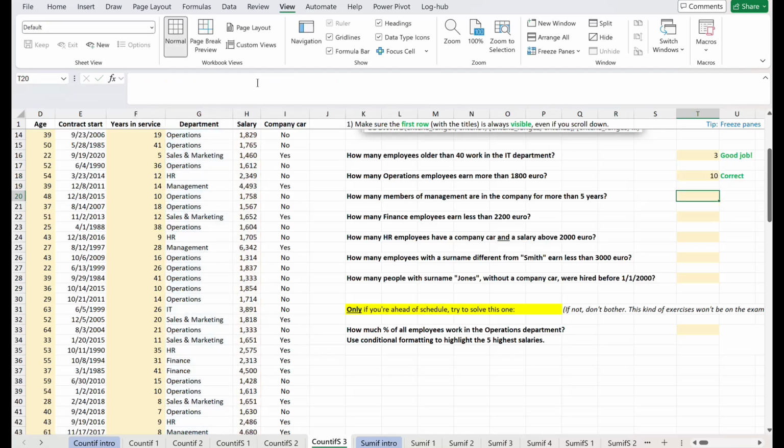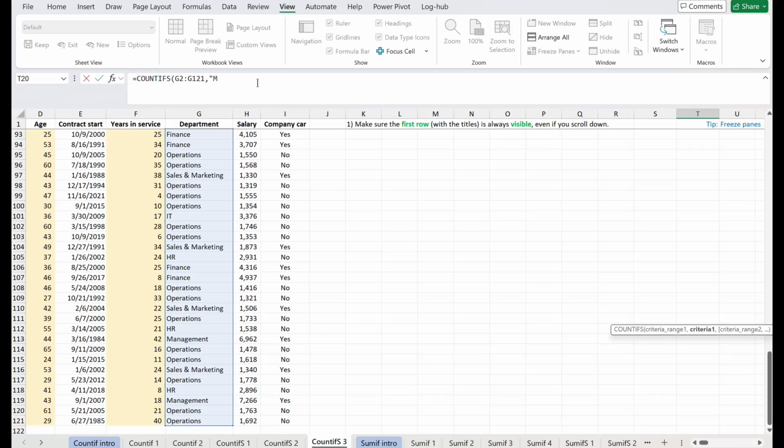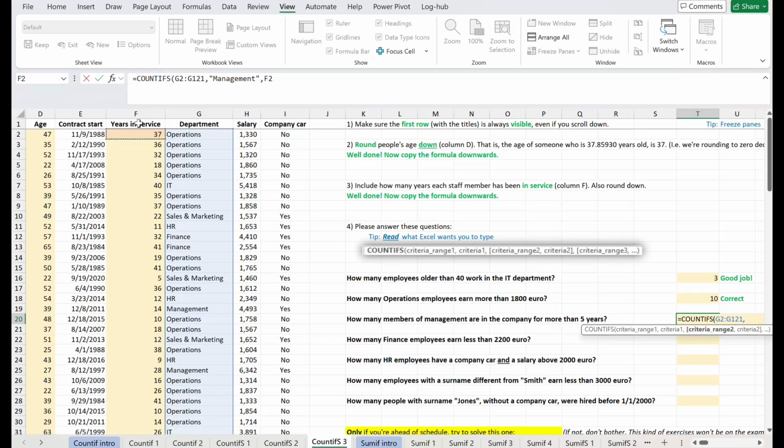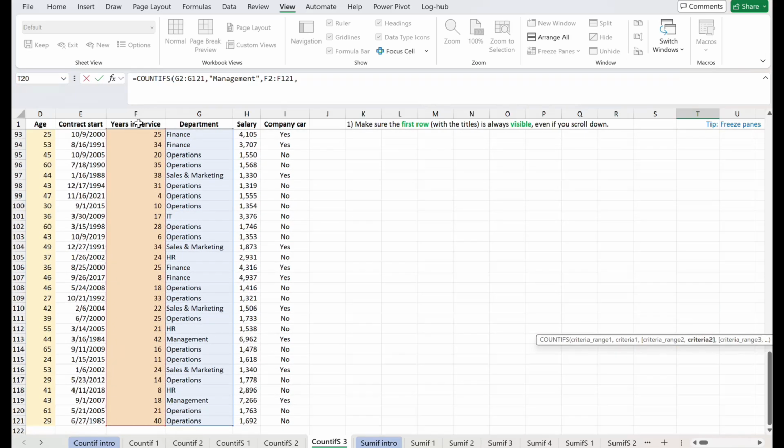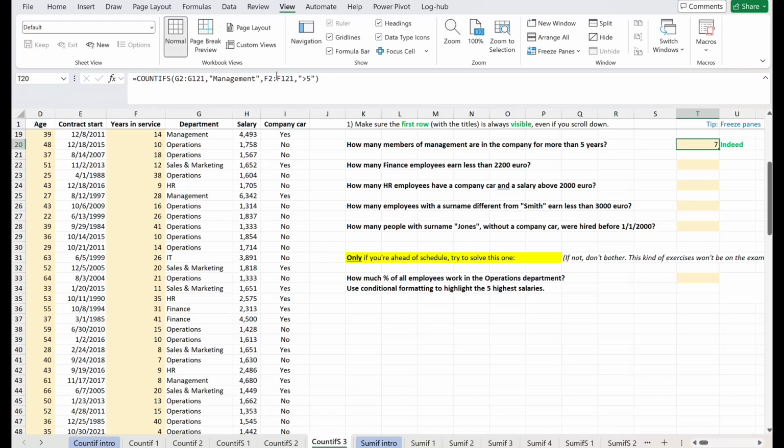Good. How many members of management are in the company for more than 5 years? Okay, so again, 2 criteria. Countifs. We need people from management, and we're interested in the years of service. So again, F2 until F121, bigger than 5. Yes, have a look at the solution.